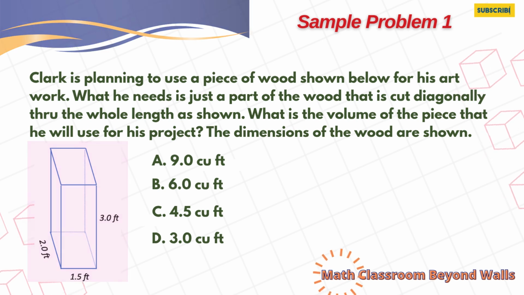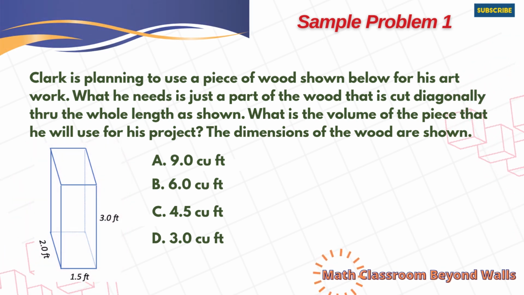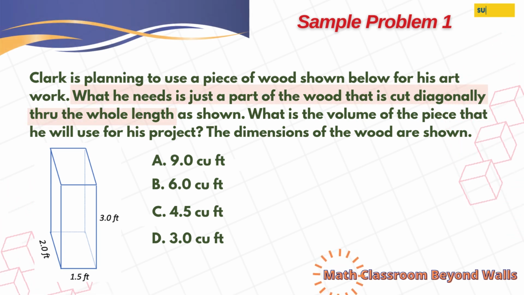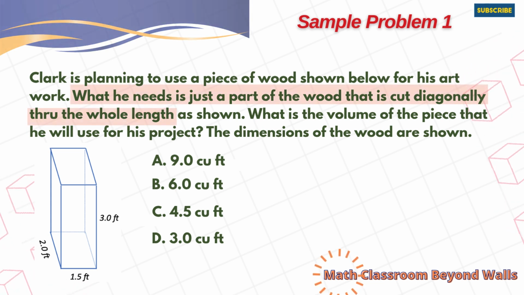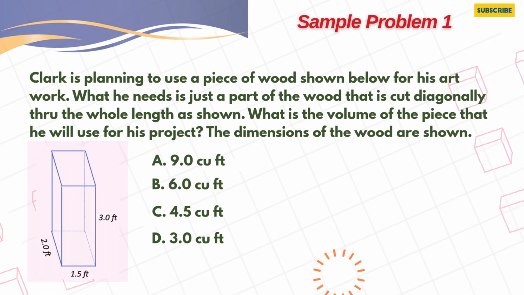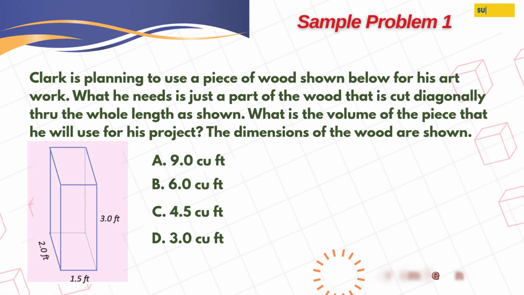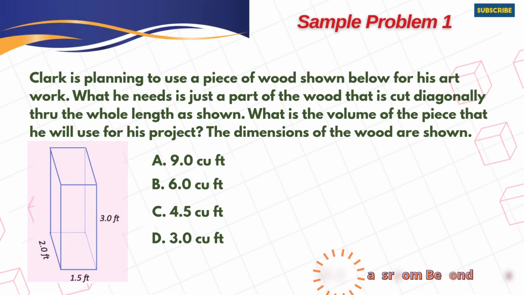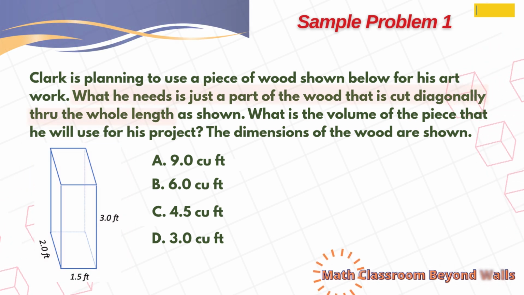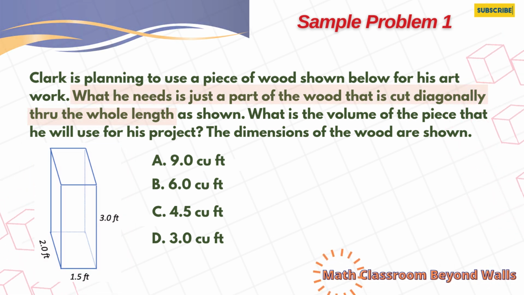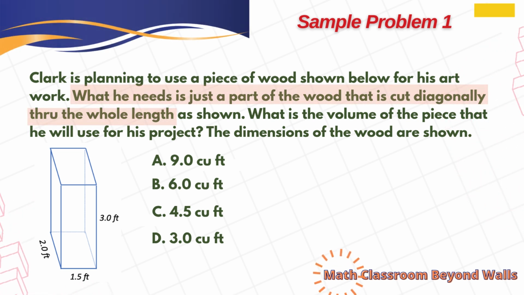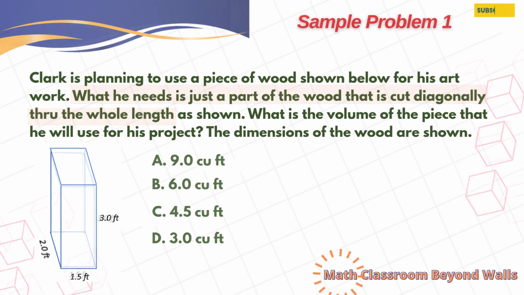We're given a figure of the wood with dimensions. The problem also states that Clark will only use a part of the wood, that portion that is produced after cutting the whole wood diagonally through its length. Okay, look at the figure, learners. The figure tells us that the piece of wood is a right rectangular prism. Do you agree? Now, the problem states that Clark will only use a part of the wood that is cut diagonally through the whole length. Let us cut the wood then and see what will come out. Let's go.